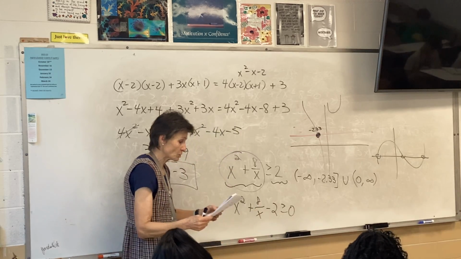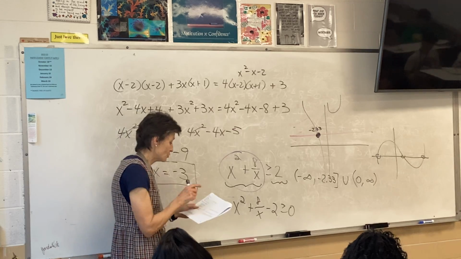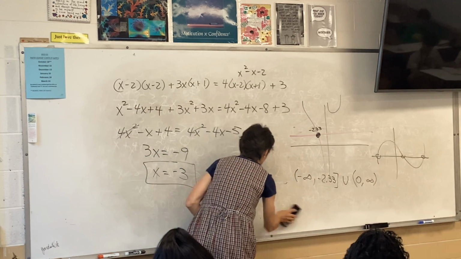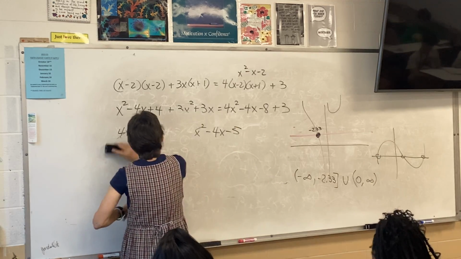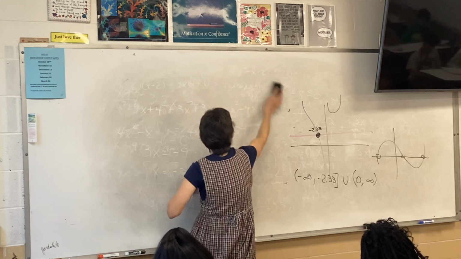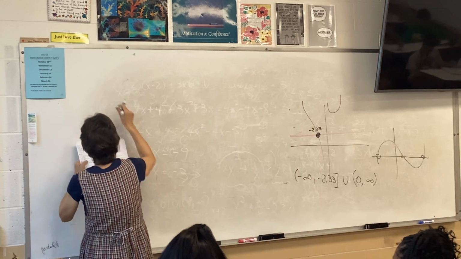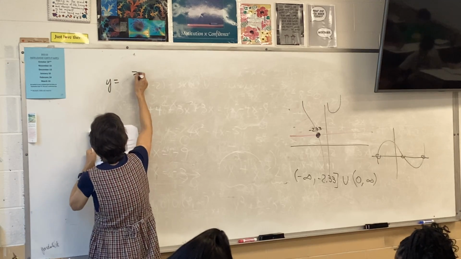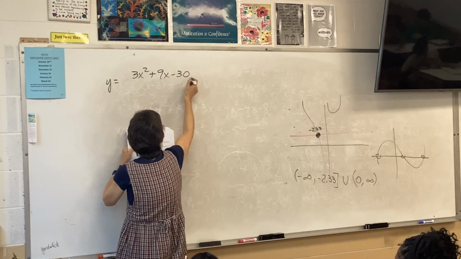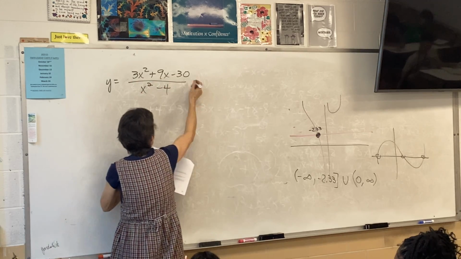Okay, anybody have a question about that? Okay, 2 is our big graph problem. So our function, our equation that we are graphing is this. Okay, so what do you want to do with that guy?